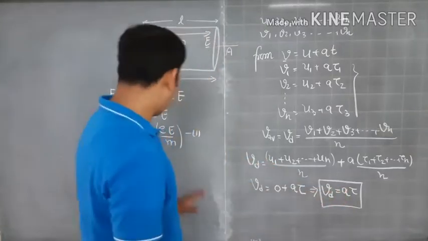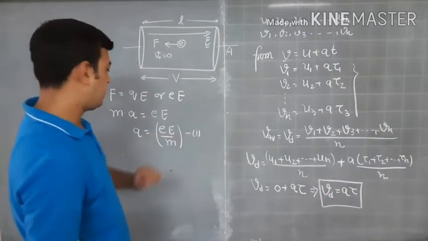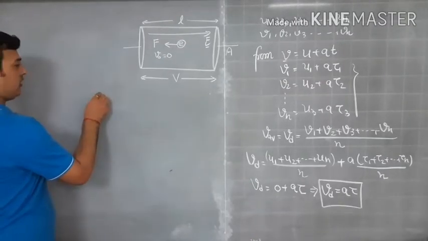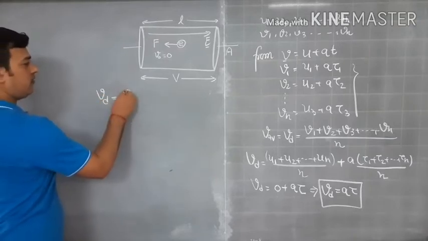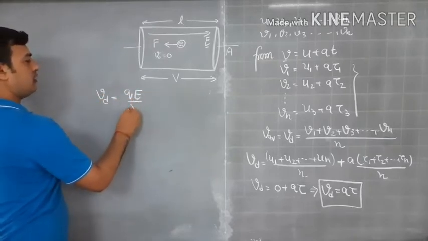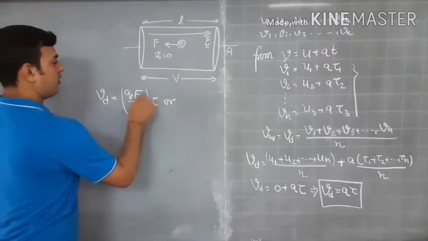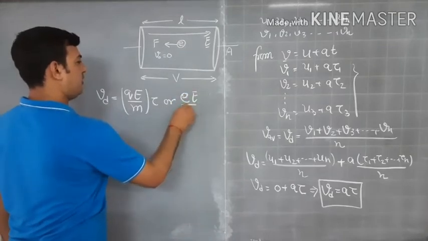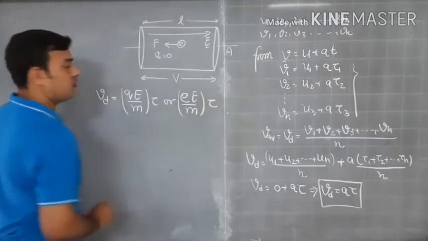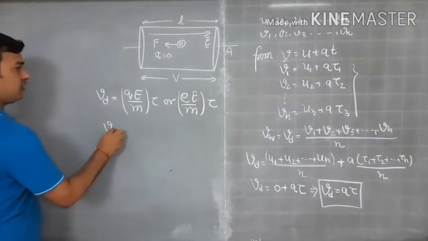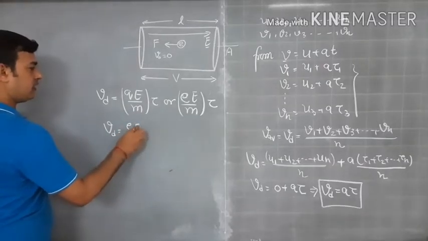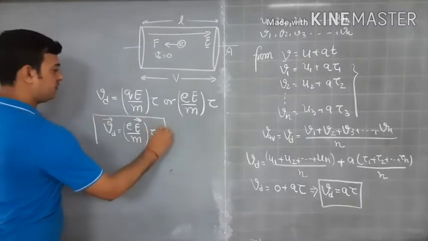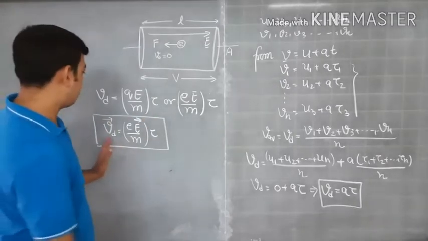Now a is the acceleration, and we have the value of a over here, so I will put the value of a in that equation and we will get Vd. A was eE by m, so Vd equals eE by m into tau. I can also write it in vector form as Vd equals eE by m into tau, as the electric field is a vector quantity, and the drift velocity is also a vector quantity.